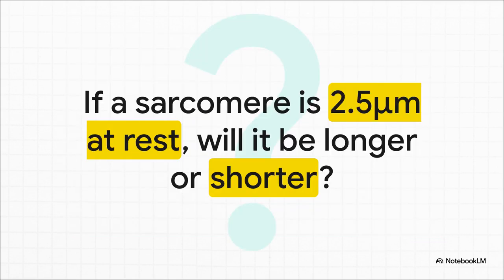So let's just pause here for a quick question. We know contraction is all about these filaments sliding past each other. So if a single little unit of a muscle, we call it a sarcomere, is about 2.5 micrometers long when it's just chilling out, what do you think happens to its length when it contracts? Does it get longer or shorter?